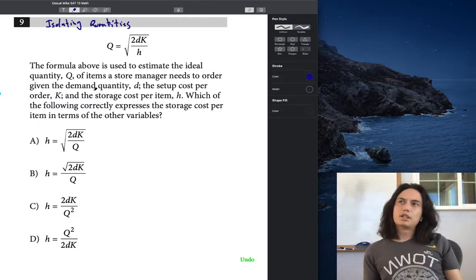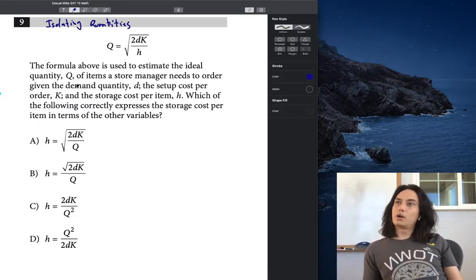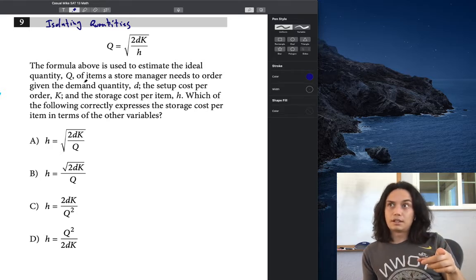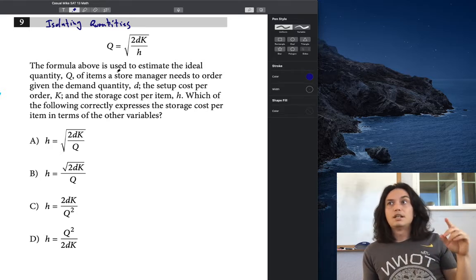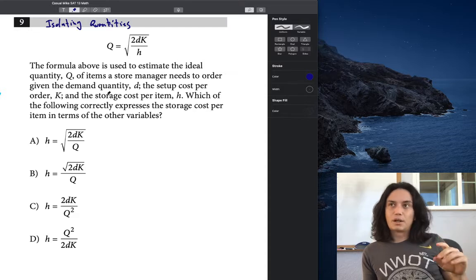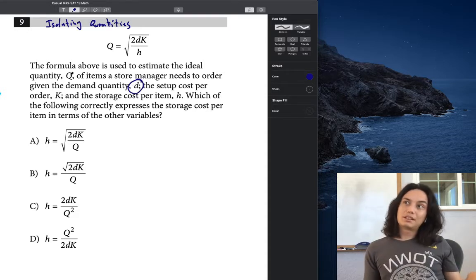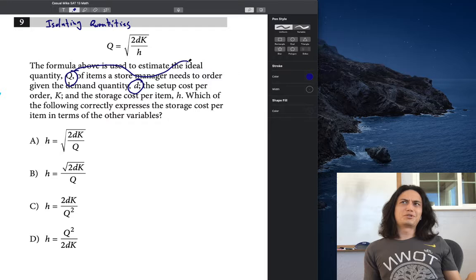The formula above is used to estimate the ideal quantity, Q, remember that, Q is quantity, of items a store manager needs to order, given the demand quantity, D. Don't mess up demand quantity from ideal quantity, or I guess it's the ideal stored quantity. The setup cost per order, that's K.